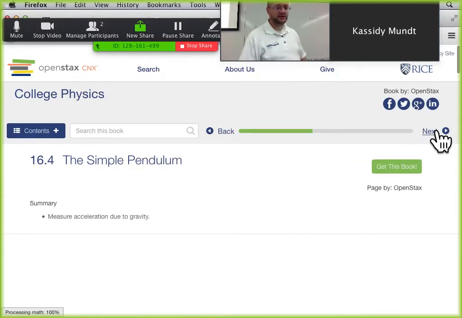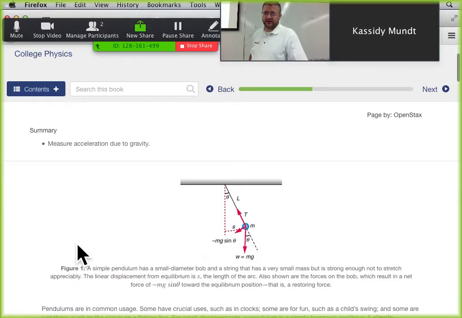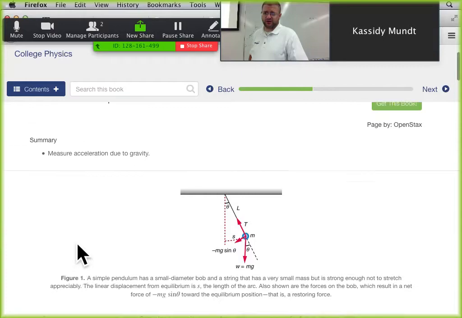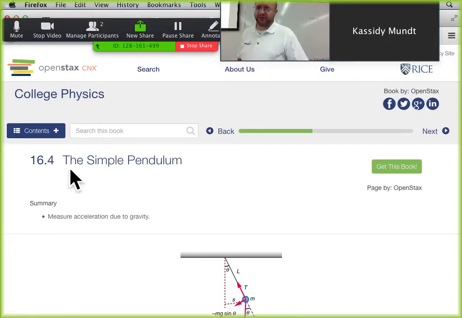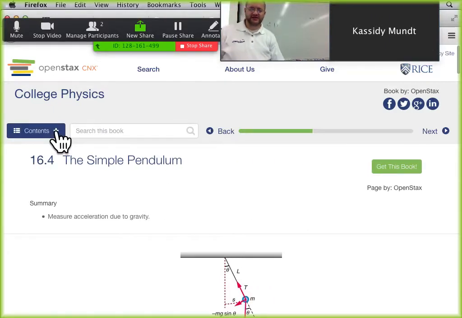What time is it? Okay. I'm going to take a short break, just a few minutes, and we'll come back and do the simple pendulum, which is kind of like the simple harmonic oscillator, but with some interesting twists and turns. Just a few minutes.